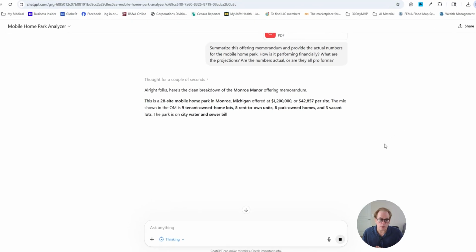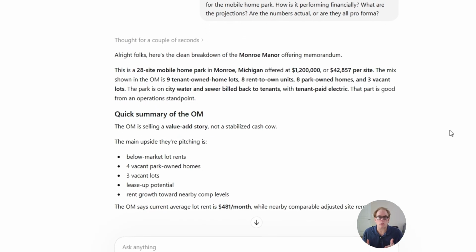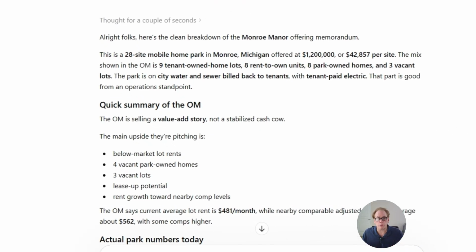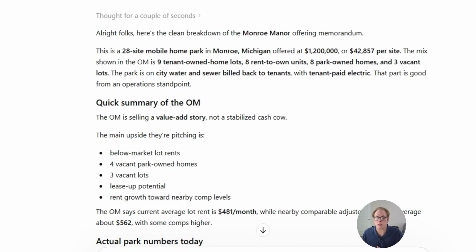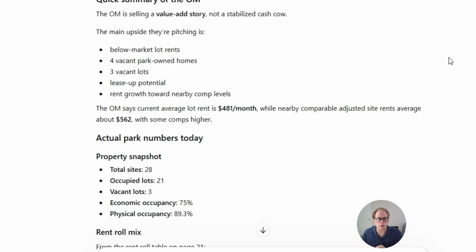In less than a couple of seconds, I get the answers. ChatGPT has gone through and read through the OM. I believe this one is 40 pages. In a matter of seconds, the machine has read through it and given me a summary, as you can see here on the screen. It has summarized it as a 28 site property, with a quick summary of the OM.